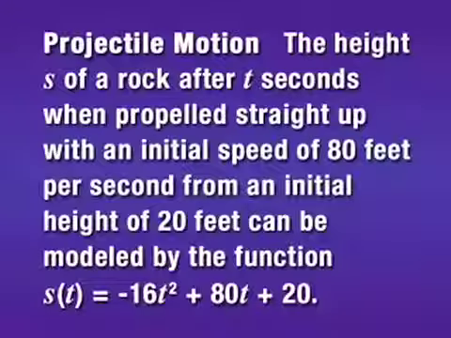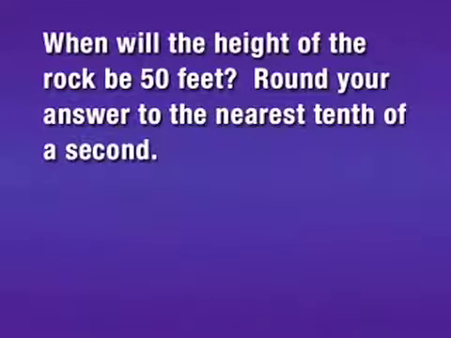The height s of a rock after t seconds when propelled straight up with an initial speed of 80 feet per second from an initial height of 20 feet can be modeled by the function s of t equals negative 16t squared plus 80t plus 20. When will the height of the rock be 50 feet? Round your answer to the nearest tenth of a second.